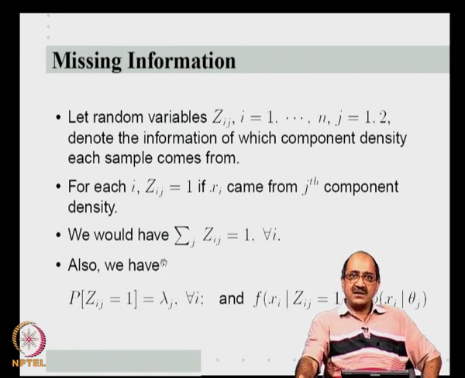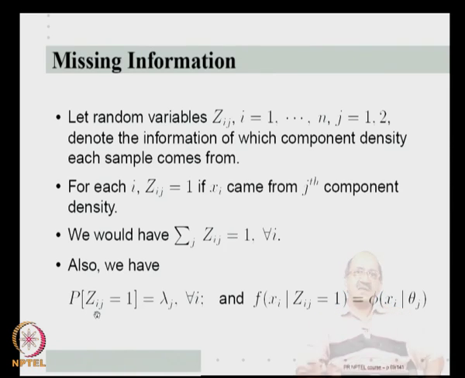Now, by definition, what is the probability that Zij is equal to 1? The event Zij equal to 1 is that xi comes from the jth component density. Now, because each xi is IID, irrespective of what the remaining samples are doing, for that xi with probability lambda j, I choose the jth component density. So, probability Zij is equal to 1 is lambda j, that is, probability Zi1 is equal to 1 is lambda 1, and probability Zi2 is equal to 1 is lambda 2.